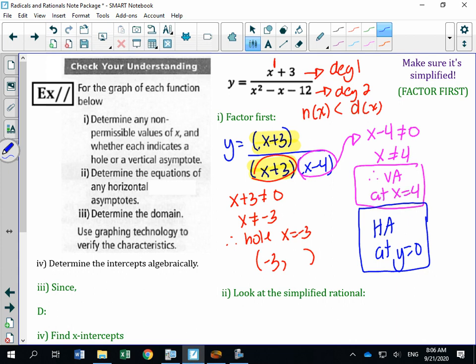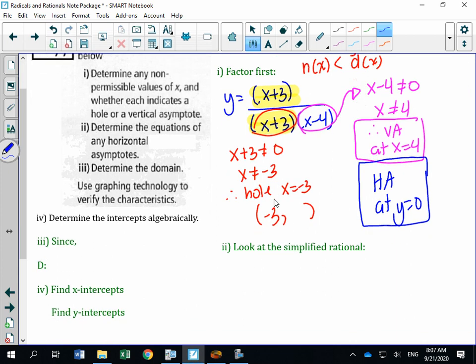Let's find the point of the hole now. Remember that after you're fully factored, you take out your vertical asymptote, you take out your horizontal asymptote, you figure out your hole, and then we're going to simplify. So this factor is going to cancel with this one, and I'm going to have y is equal to 1 over x minus 4.